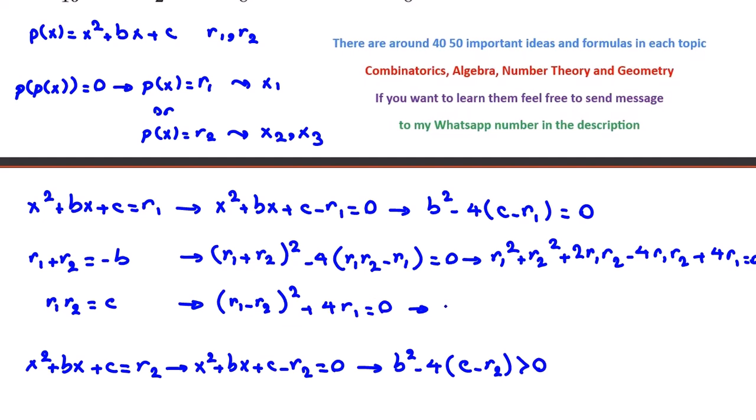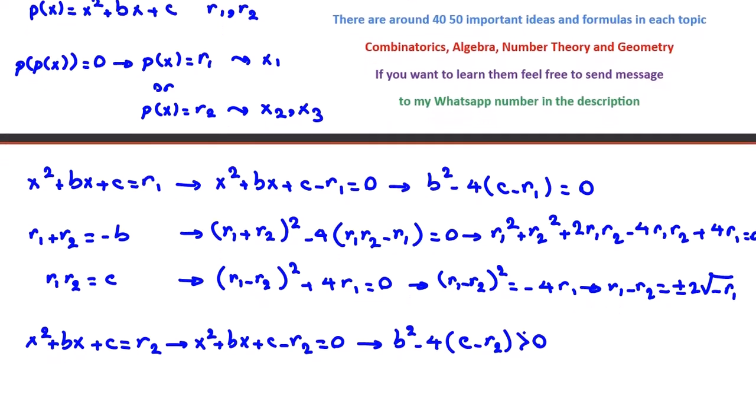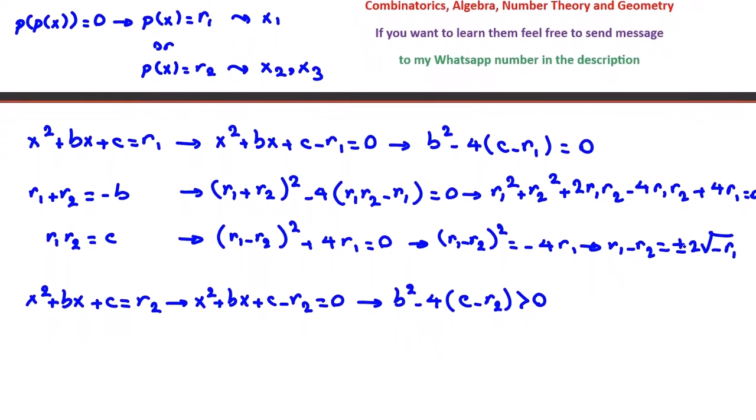Let's write this. (r1 minus r2) whole squared equals negative 4r1, and then we can take the square root. r1 minus r2 is plus or minus the square root of this. You can take 4 outside the square root. Or you could also use the quadratic formula for calculating r1 in terms of r2. Now we want to see whether we should select plus or minus.